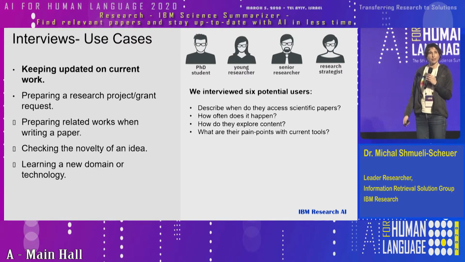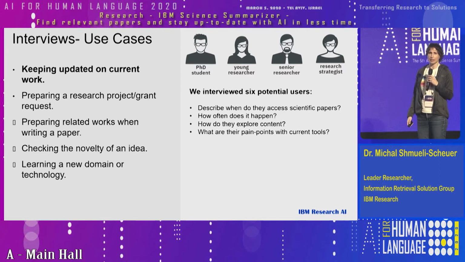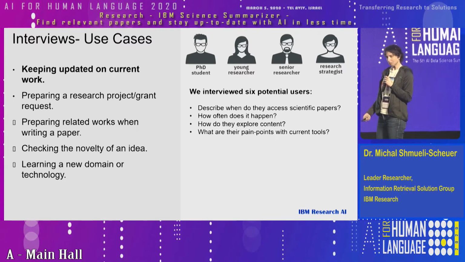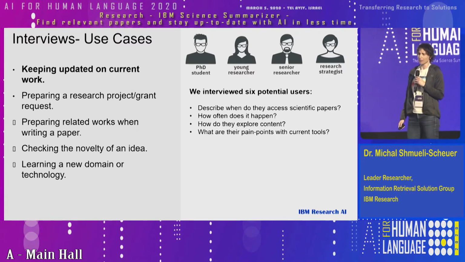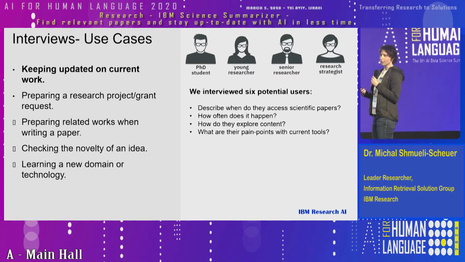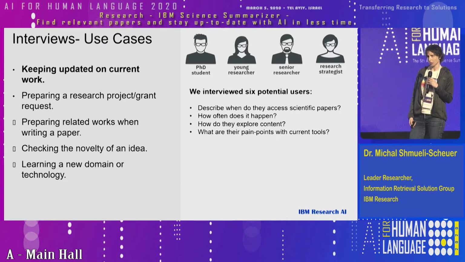However, in order to make our claims more systematically, we did some interviews in which we approached 6 potential users of such a system, including a PhD student, 2 young researchers, 2 senior researchers, and some research strategists. And we asked them several questions, including a description of when they access scientific papers, how often they do this, how they explore the content, and what are the main pain points in current tools.